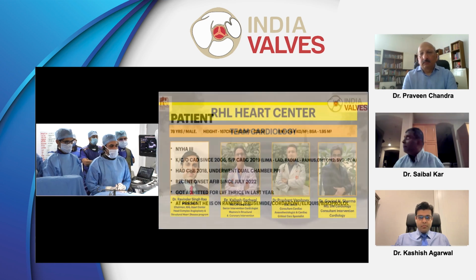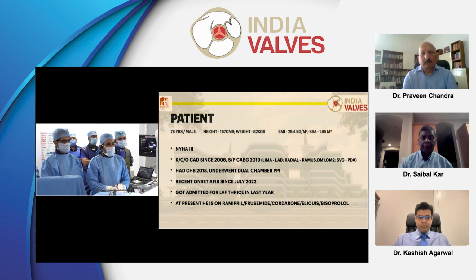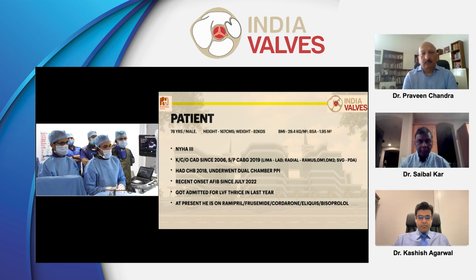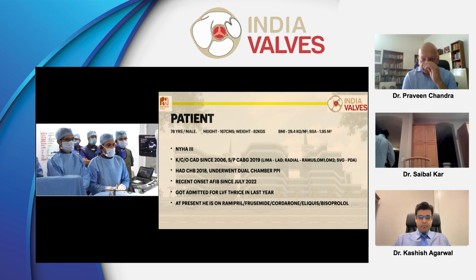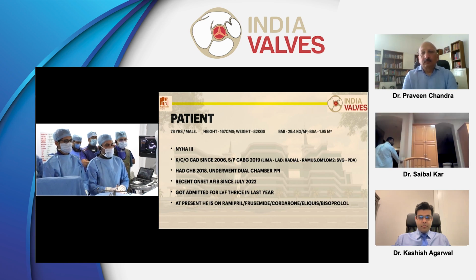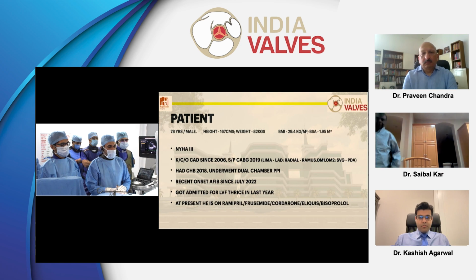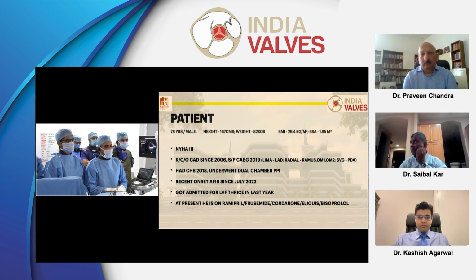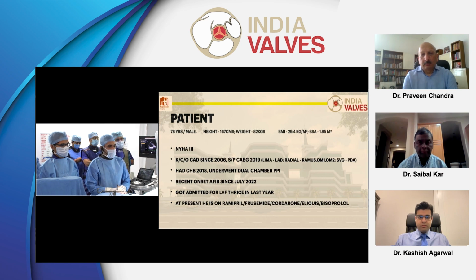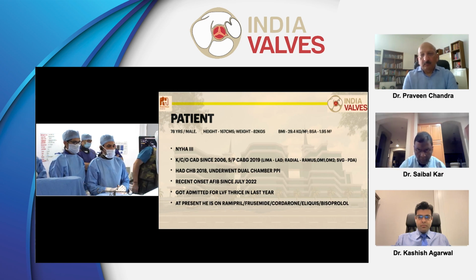Our patient is a 78-year-old male, height 167, weight 82 kilograms, BMI 29.4, body surface area 1.9, NYHA class 3, history of CAD since 2006, had a bypass surgery in 2019, LIMA to LAD, radial to ramus, OM1, OM2, and a vein graft to PDA. Had a CHB in 2018, underwent a dual chamber pacemaker, recent onset AFib since July 2022, got admitted for recurrent heart failure in the past 1 year. At present, he is on ACE inhibitor, diuretics, Cordarone, Eliquis, and a beta blocker.